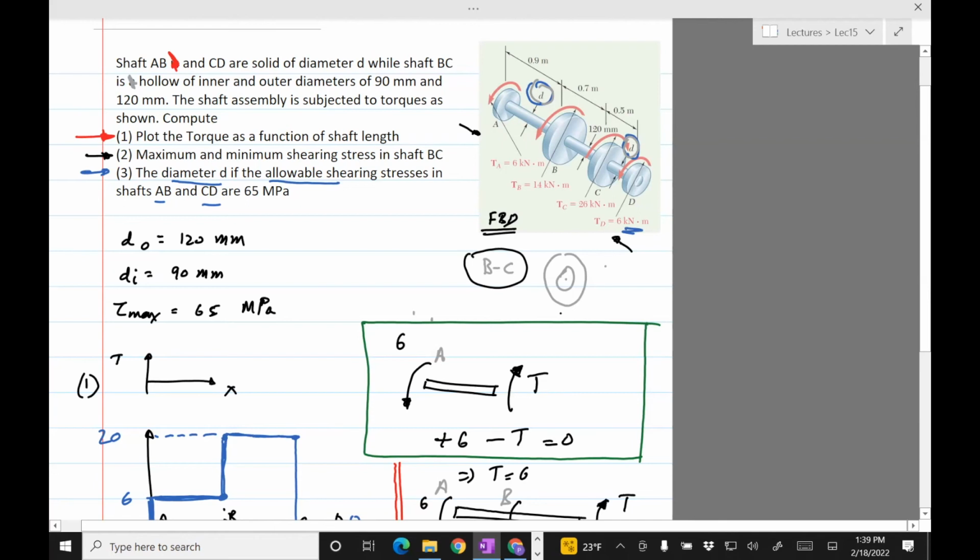It doesn't really matter. Now, if the torques were different, if AB had a different torque than CD, then there's a design problem, right? You need to figure out which shaft has the maximum torque and use that to design the diameter. But here it's kind of straightforward. So let's use either of them. We'll use 6 as our torque, and then we'll use whatever value they've given for maximum shear stress.